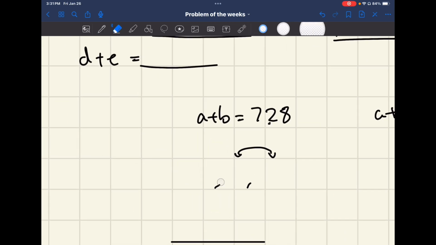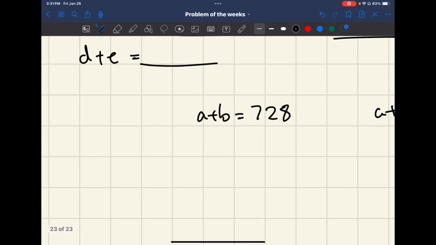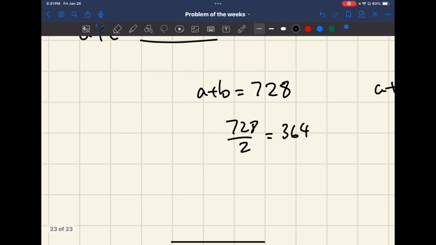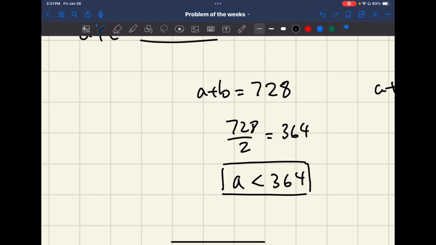Now, A plus B equals 728, right? Well, since B is going to be bigger than A, that means if we divide 728 by 2, which is 364, A will always be less than 364. This has to be true because if A is greater than 364, then it will be greater than B. So A has to be less than 364.